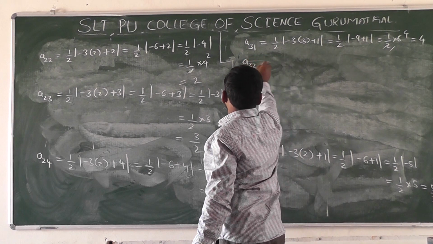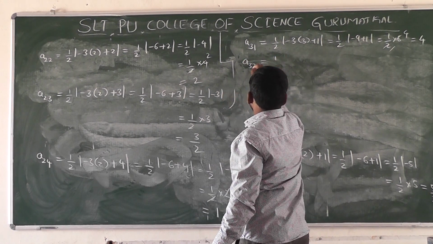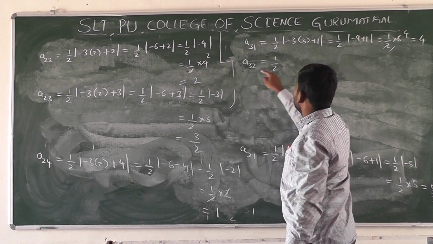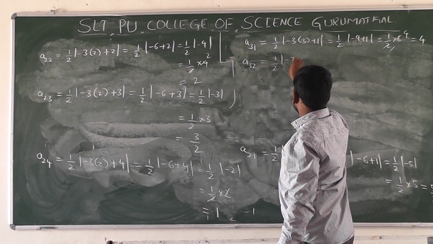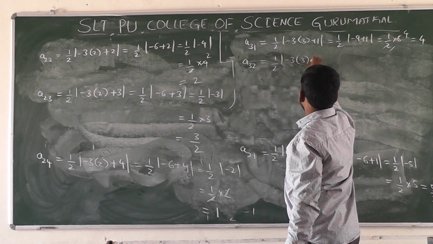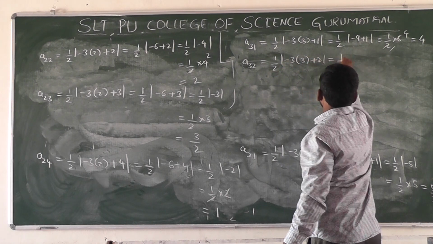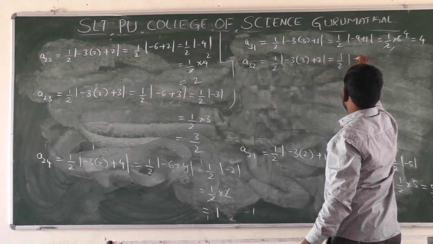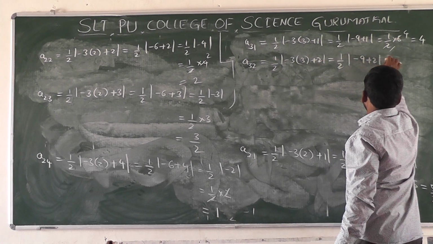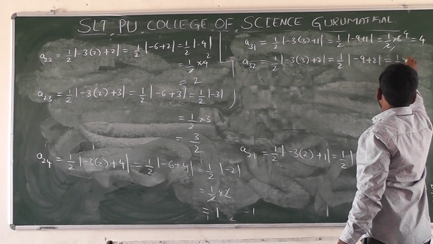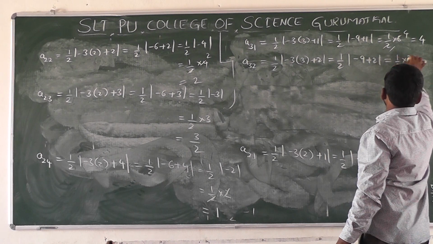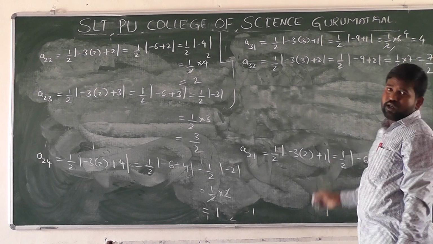Next. Third row, second column. In place of i we have to put 3, in place of j we have to put 2. Minus 3 into 3 plus 1 by 2 minus 9 plus 2. Minus 9 plus 2 how much here? 7. Modulus of minus 7 how much here? 7. 1 by 2 into 7. 1 into 7, 7. 7 divided by 2.